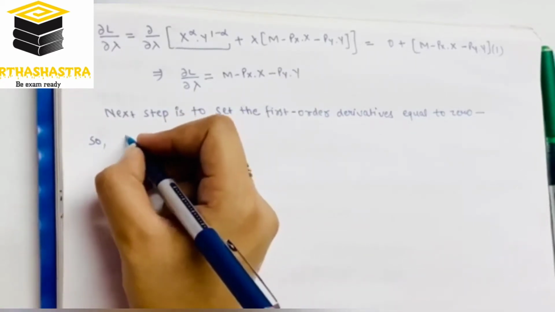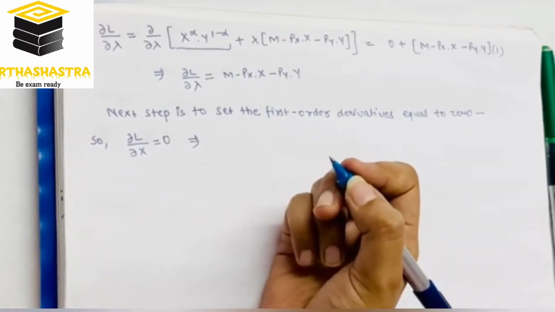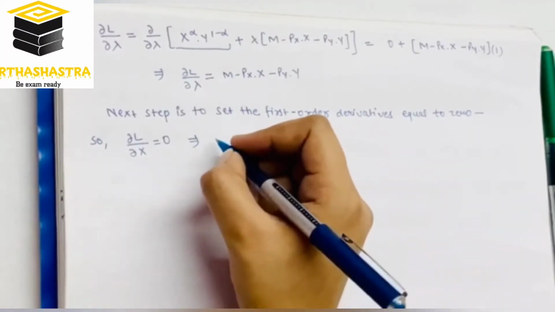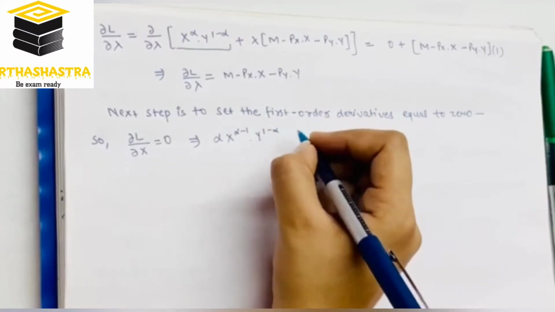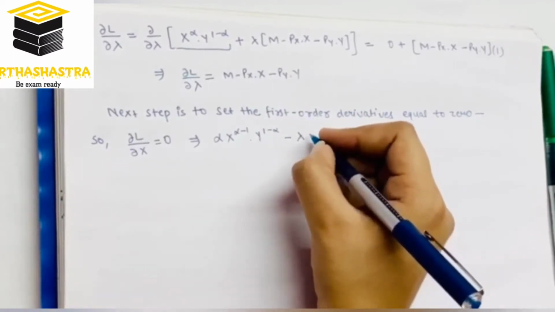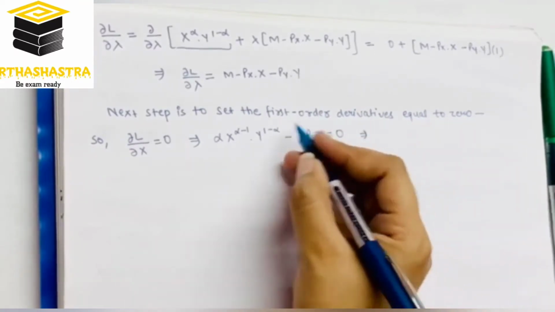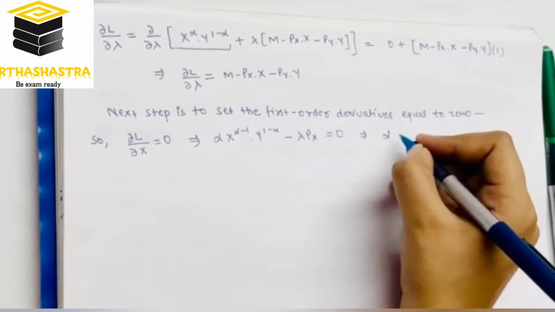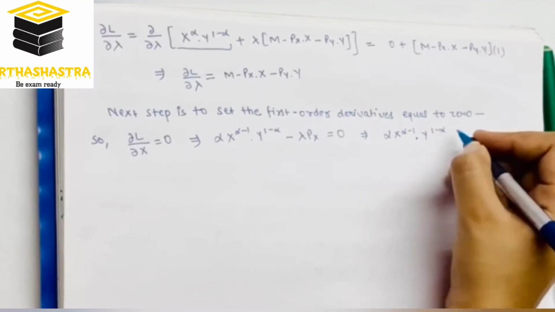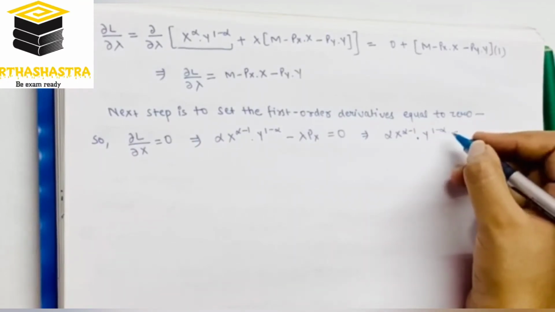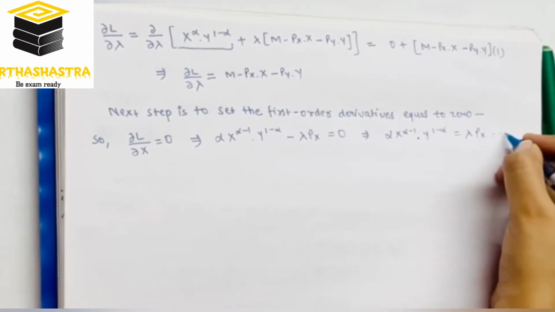So we are setting del L by del x equals to 0. So what we will get? We will get alpha x alpha minus 1 times y 1 minus alpha minus lambda px equals to 0. Further, by taking this term to RHS, we will get alpha x alpha minus 1 times y 1 minus alpha equals to lambda px. We term it as 2.